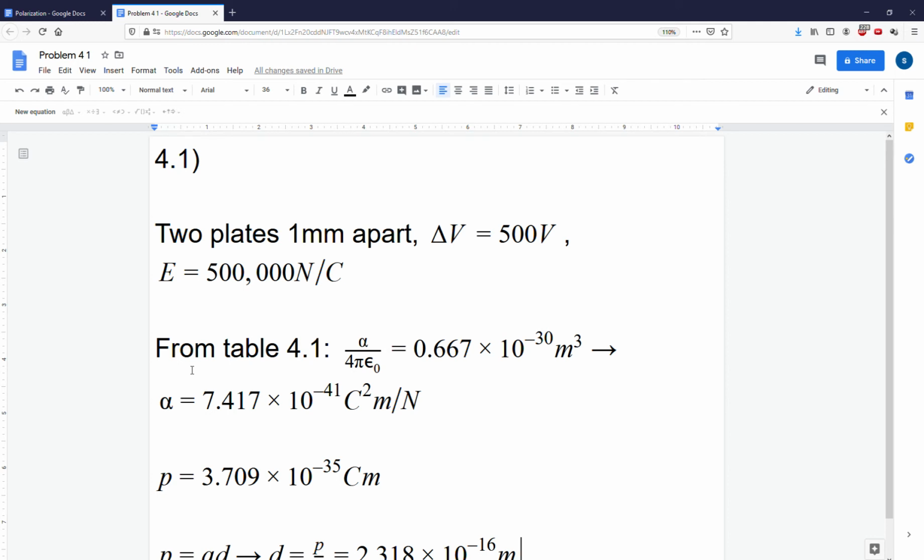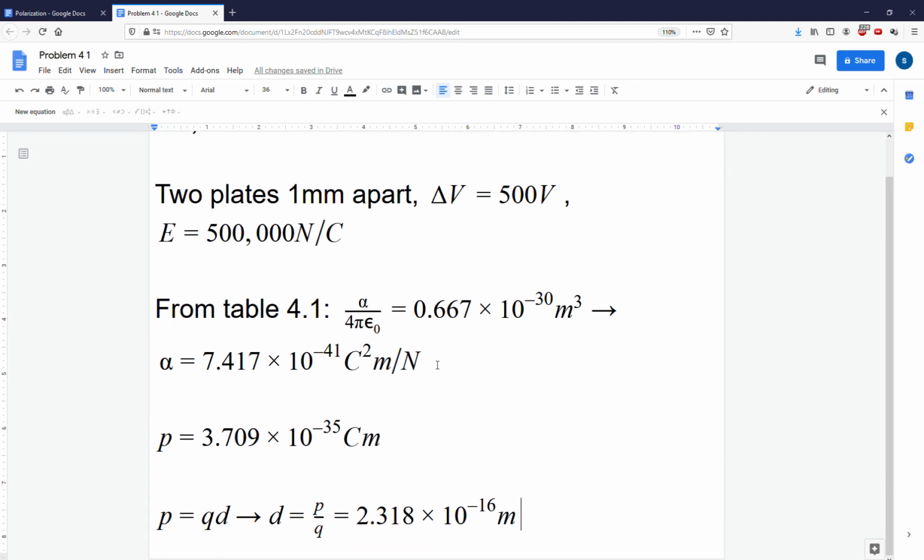The dipole moment, P, is given by E times alpha. We are doing this in the scalar form, so we are basically ignoring direction. E times alpha gives us a total dipole moment of 3.709 times 10 to the negative 35th coulomb meters.